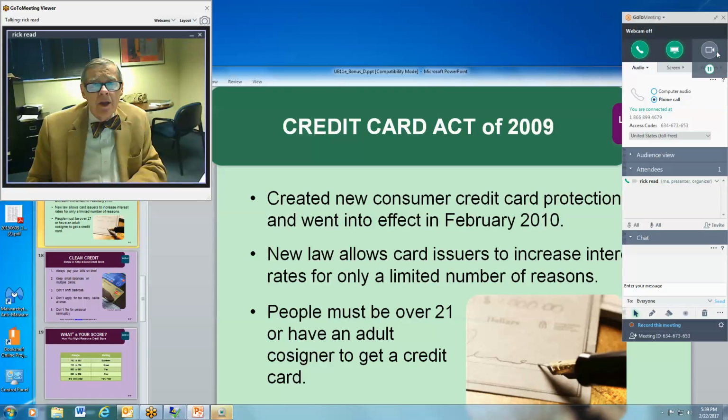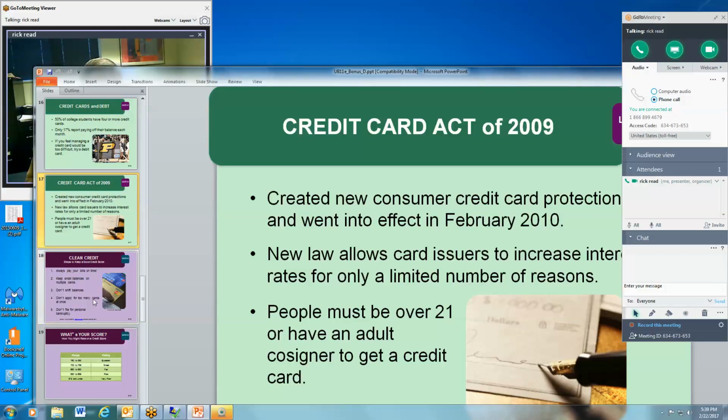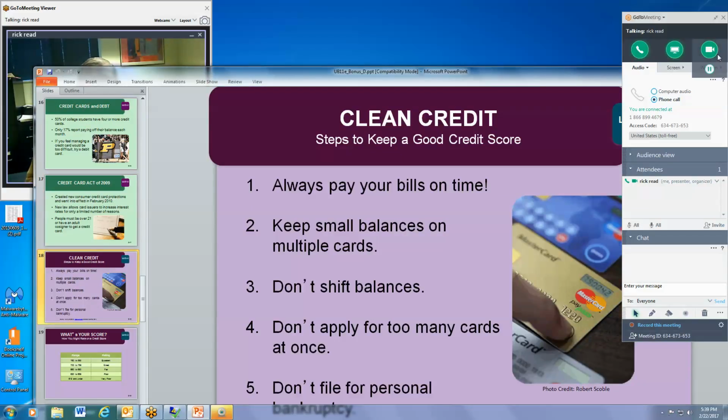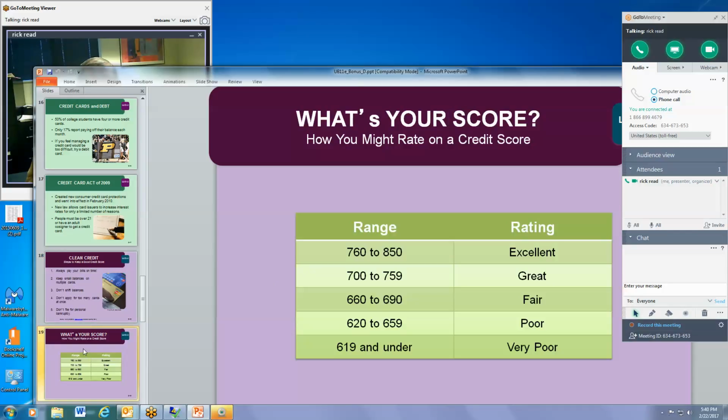I'm not going to go too much into the Credit Card Protection Act, but do understand that you are protected if a credit card is stolen, and you're only going to have to pay, I think, $50 or something like that. And then remember that you need to be over 21 to have a credit card and to make sure that you have good credit. Check your credit rating on an annual basis. Be careful about getting rid of cards or getting cards, because that changes your credit rating. And then it talks about what your score is.